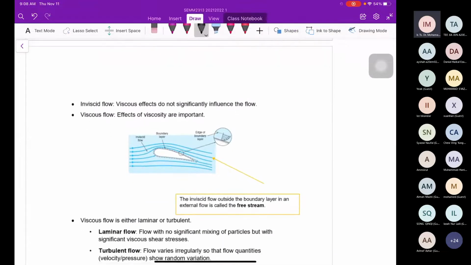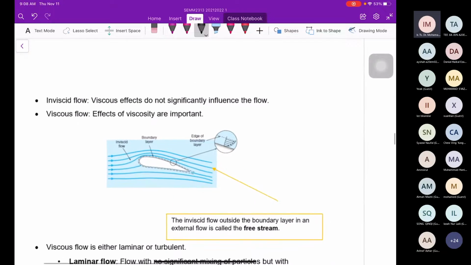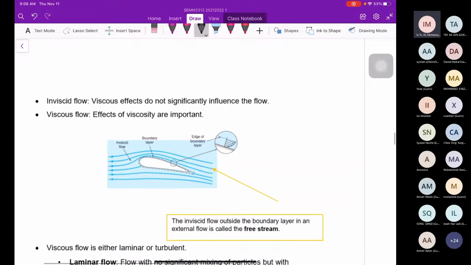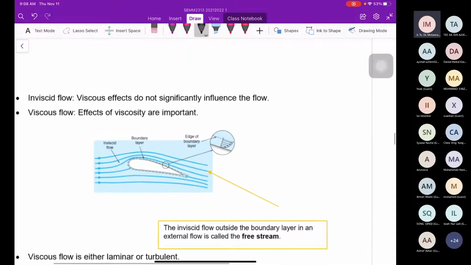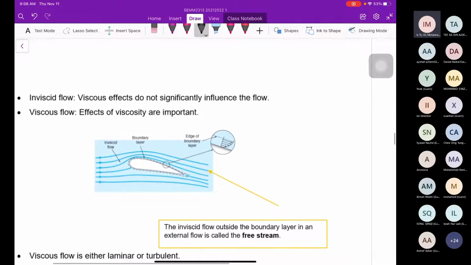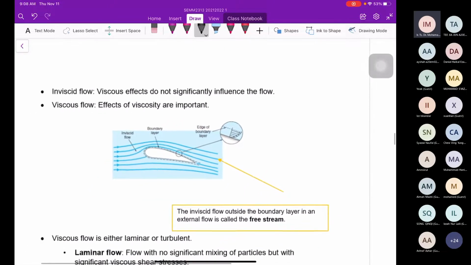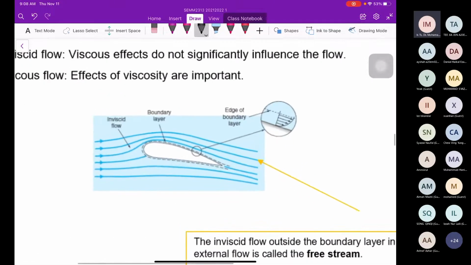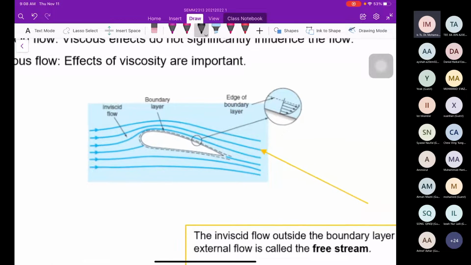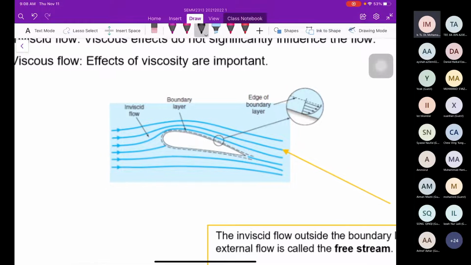Now we go to the inviscid flow. This is more on the viscous effect: in inviscid flow, viscous effects do not significantly influence the flow. For example, we have the aerofoil shape from a cross-sectional view. The outside of this aerofoil is what we call an inviscid flow, as you can see here.